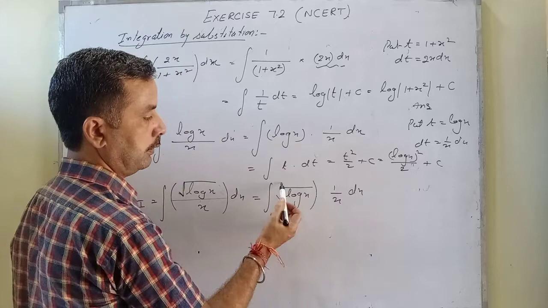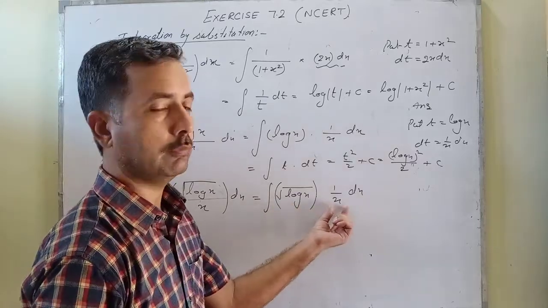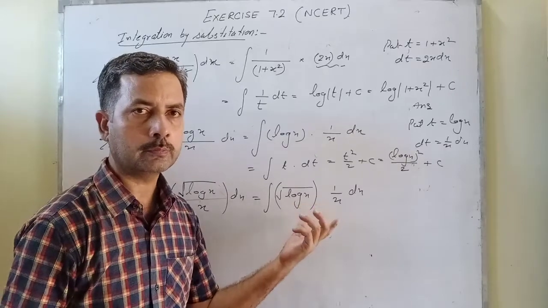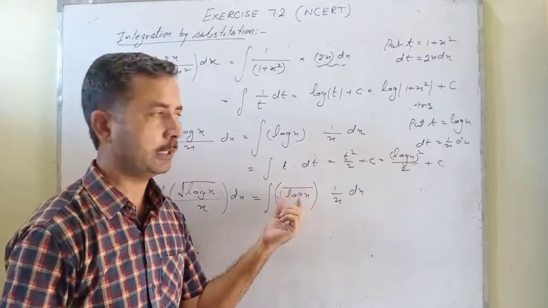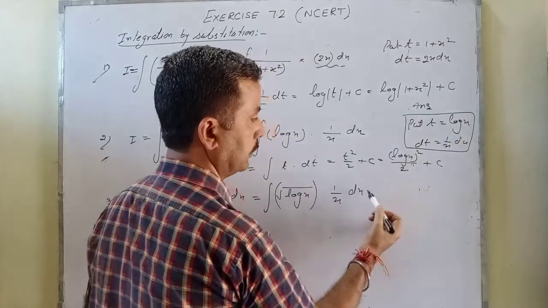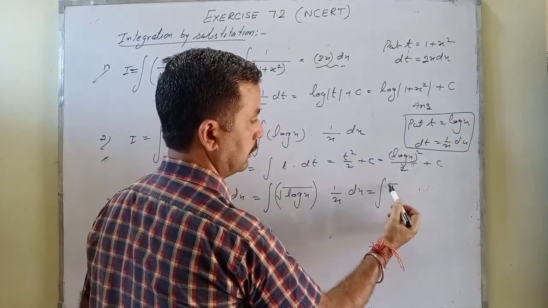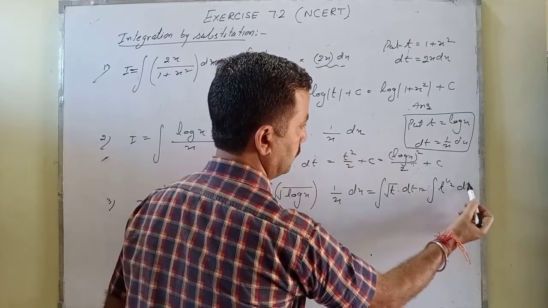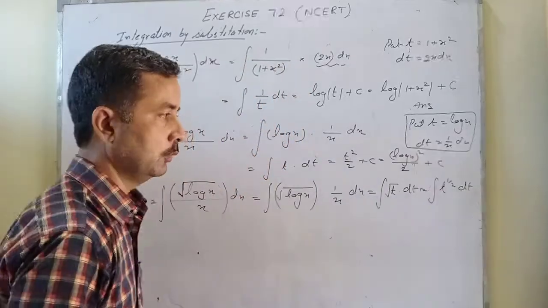And we observe that the derivative of log x is again 1 by x, but now the power is 1 by 2. So it doesn't matter. This is f(x) raised to power n type. So again the substitution is the same. The substitution will remain the same, t is equal to log x, and this question is under root t into dt. That means t raised to power 1 by 2 into dt, and you can move further.